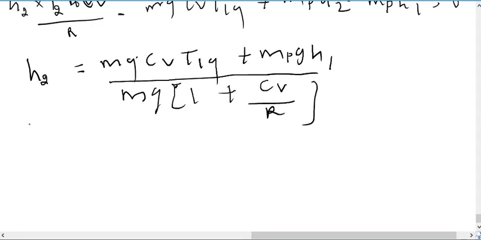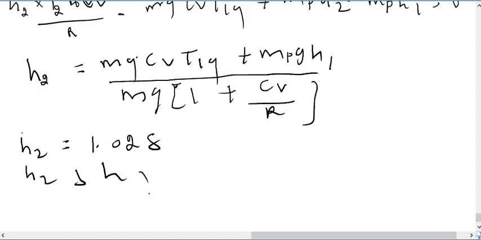So by substituting the values, we get H2 is equal to 1.02 H. So H2 is 1.02 H. Now consider H1 and H2. H2 is greater than H1, so the piston is moving up.